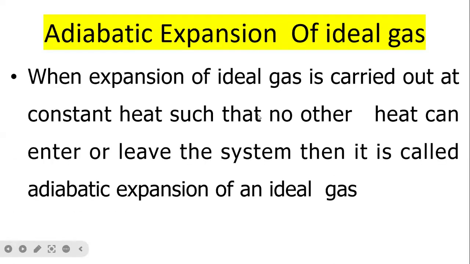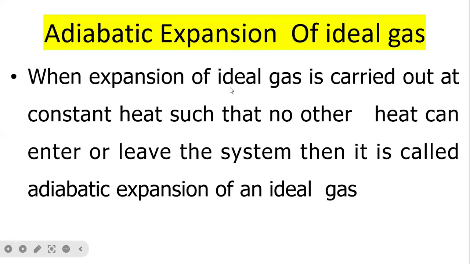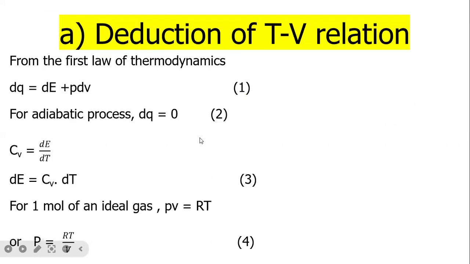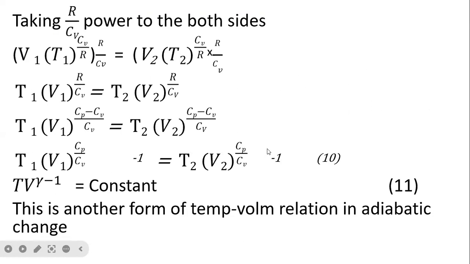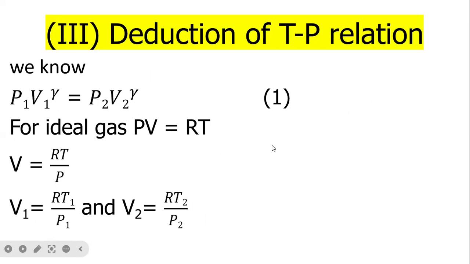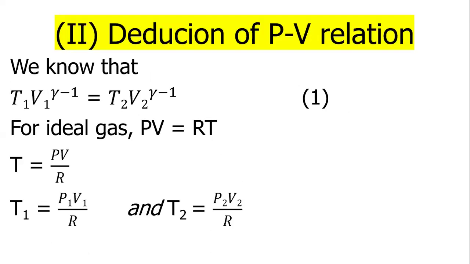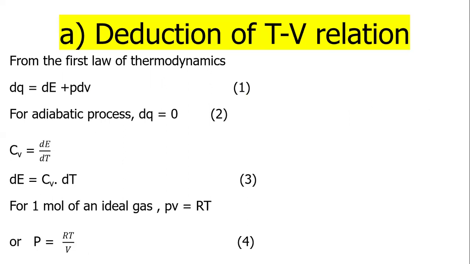This is the simple derivation of the adiabatic expansion of an ideal gas, the deduction of the TV relation and the TP relation. That is, the adiabatic gas relations: TP relation, PV relation, and TV relation.